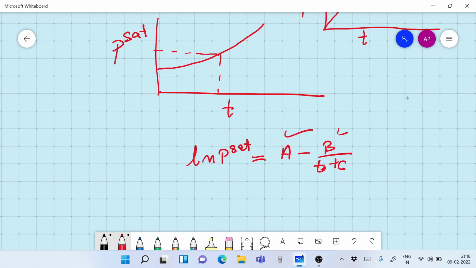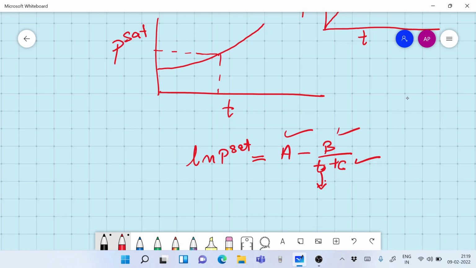Okay, A, B, C, they are constants. So you plug in the pressure here, you plug in the temperature here, you get the vapor pressure. You plug in the temperature here, you get the vapor pressure. And it's very simple. This equation also is not a linear equation.